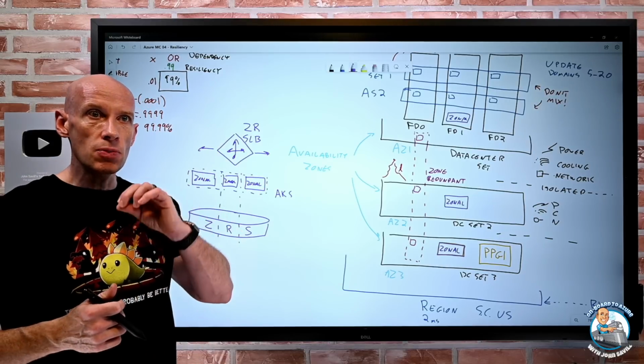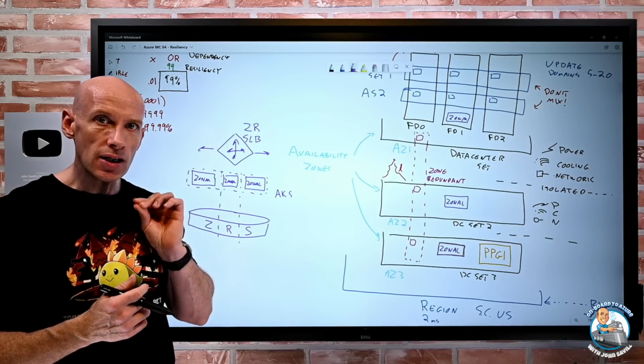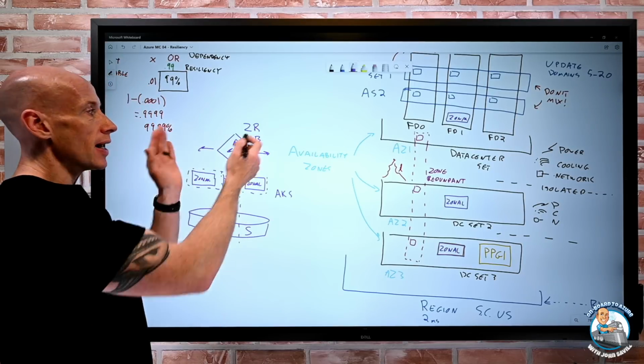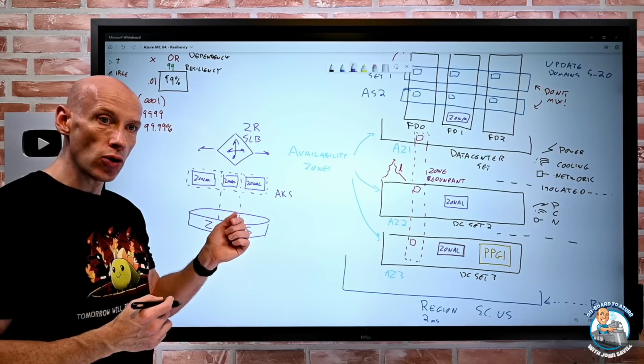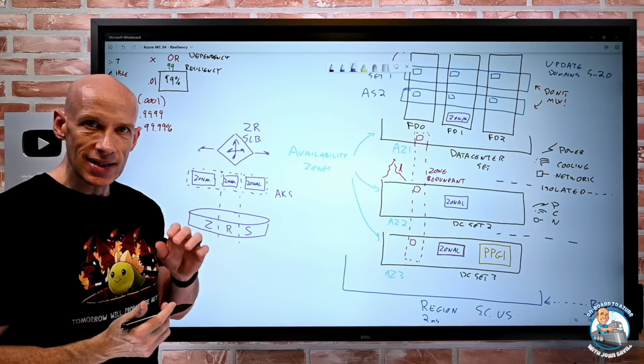So if I want to be resilient against a zone level failure, every component I deploy has to either be zone redundant or it needs to be zonal, and I make sure I have instances in at least 2 zones. So I have resiliency from anything.